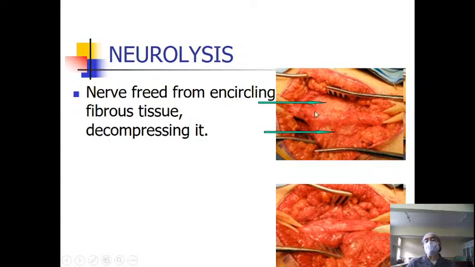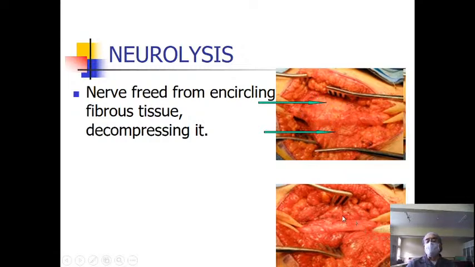And fibrous tissue, as all of you know, is unyielding. Like most of our students who don't want to come to the class, whatever you say. So they are very unyielding. Similarly, this fibrous tissue is very unyielding and is compressing on the nerve.